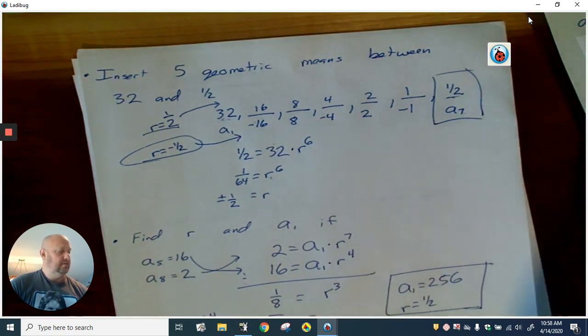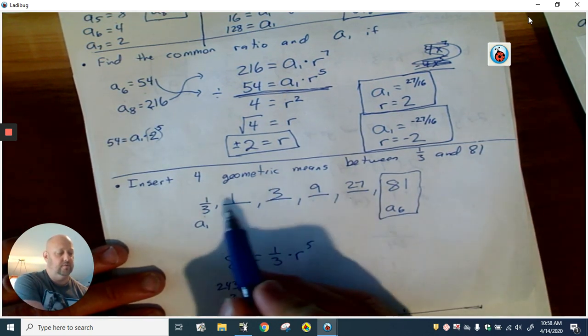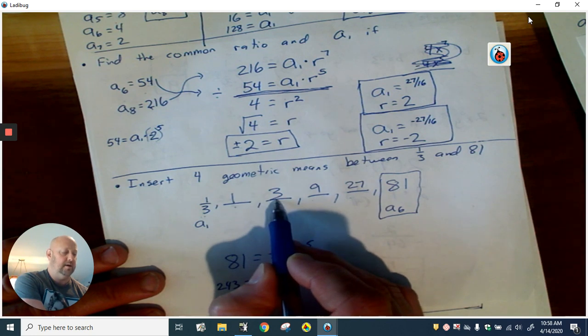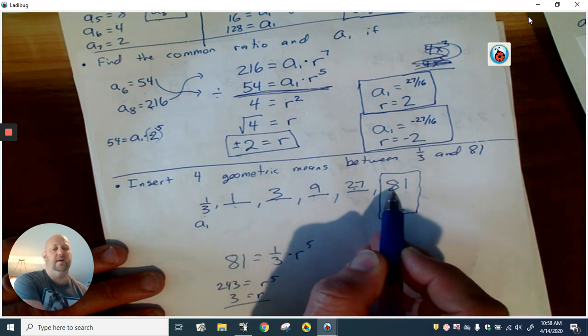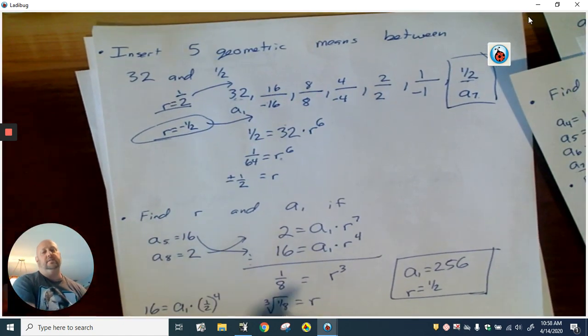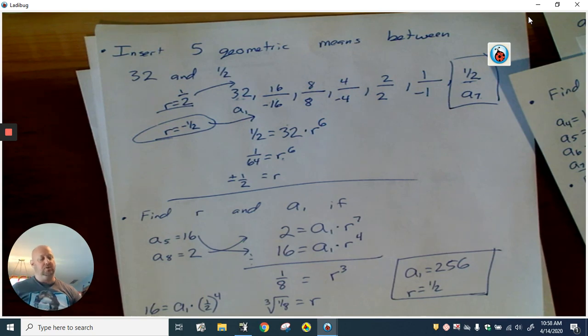Now, if you remember, going back to the one we just did before, the reason this one wouldn't work is because if you alternated positive, negative, positive, negative, positive, that would have had to be a negative. So sometimes it works, sometimes it doesn't, okay? So that's the majority of it.